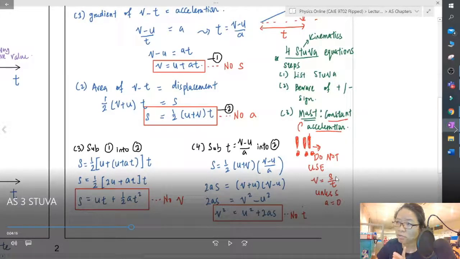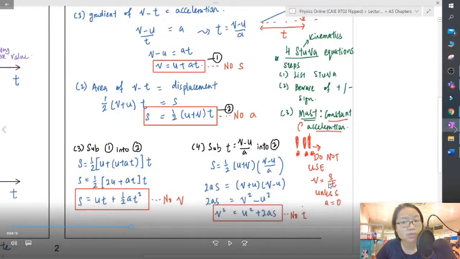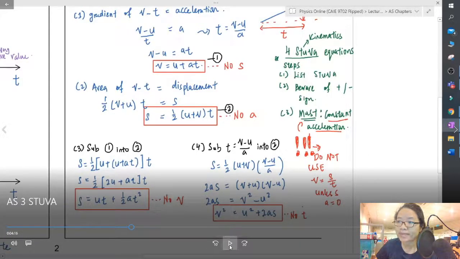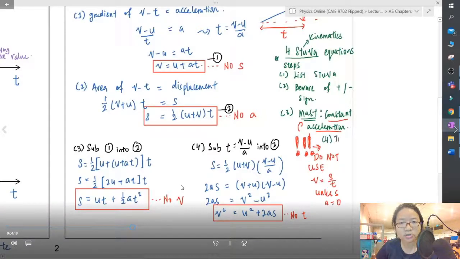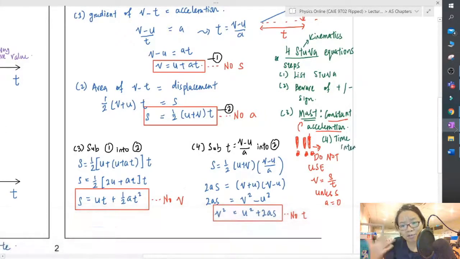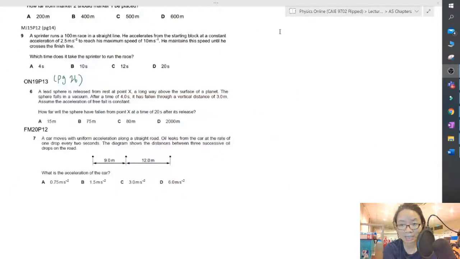Use it only when a is 0, because if you look at equation number 3 here, when your a is 0, this term disappears and you get velocity is s over t. See? This equation is actually this equation when your a is 0. Do not use this anymore unless you are very sure your a is 0. Okay, so continue: must have constant acceleration. Don't use this. And number 4, be very aware of the time interval. I will discuss a few examples in this video to explain what I mean by time interval.